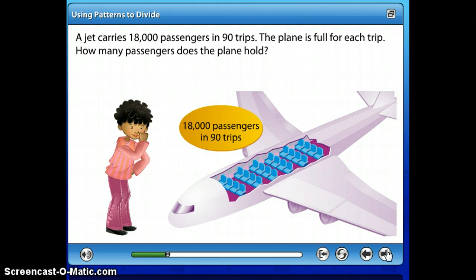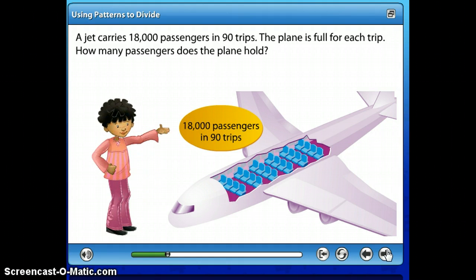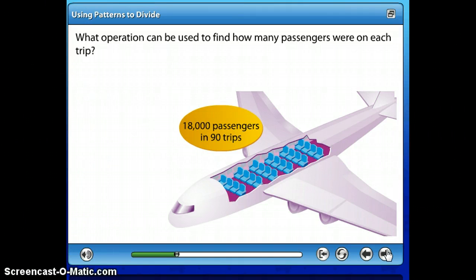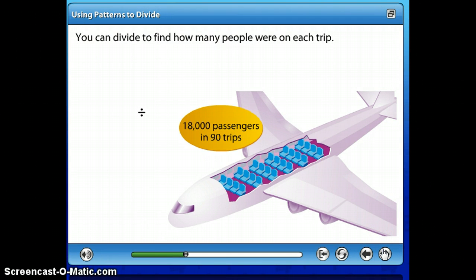A jet carries 18,000 passengers in 90 trips. The plane is full for each trip. How many passengers does the plane hold? What operation can be used to find how many passengers were on each trip? Dylan, what operation are we going to use? We could use multiplication and division. Which one? Angie? Division. You can divide to find how many people were on each trip.